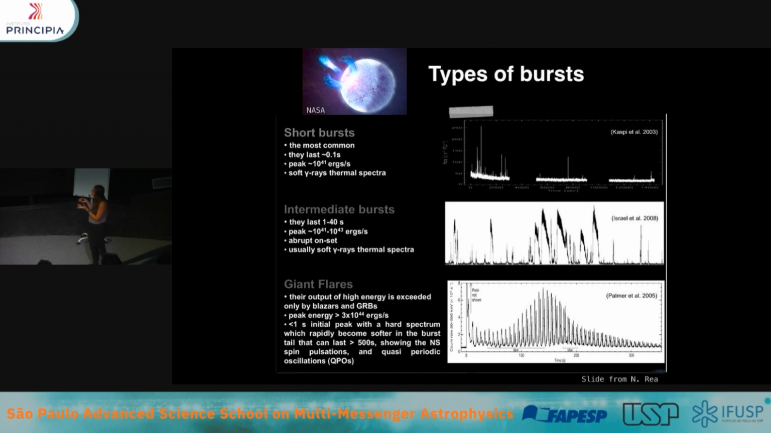So you can measure three different types of bursts in magnetars, depending on the duration and the intensity. The most common ones are the short bursts. They last less than a second, and their energy release is about 10^41. Then you have intermediate bursts that last a little bit more, up to 40 seconds, and their energy budget is a bit bigger, up to 10^43. And then you have giant flares, which are the most energetic ones, about 10^44 or even more. You see an initial peak, and then some kind of wiggles or funny shape afterwards. And the thing is that giant flares are really rare. We will see now.